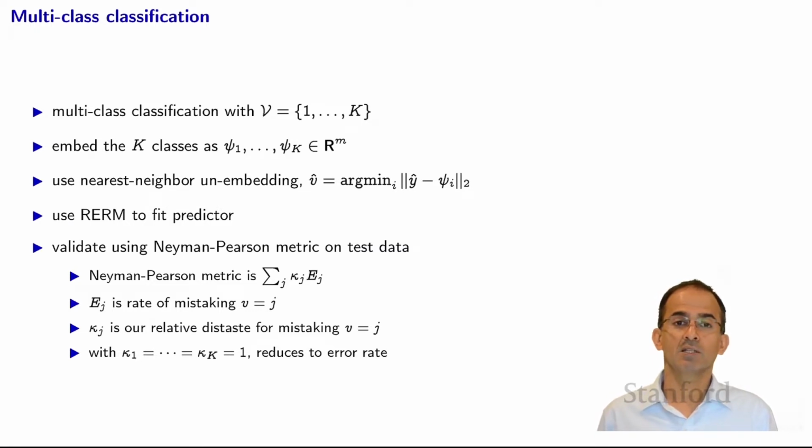Now at the end of the day, what we do is we validate using the Neyman-Pearson performance metric on the test data. So we've picked our kappas, where kappa j is our distaste, our displeasure in mistaking vj, and our performance metric is then the sum over j of kappa j ej, where ej counts the number of times that we mistook vj. And of course, if all the kappas are 1, that's just the error rate.